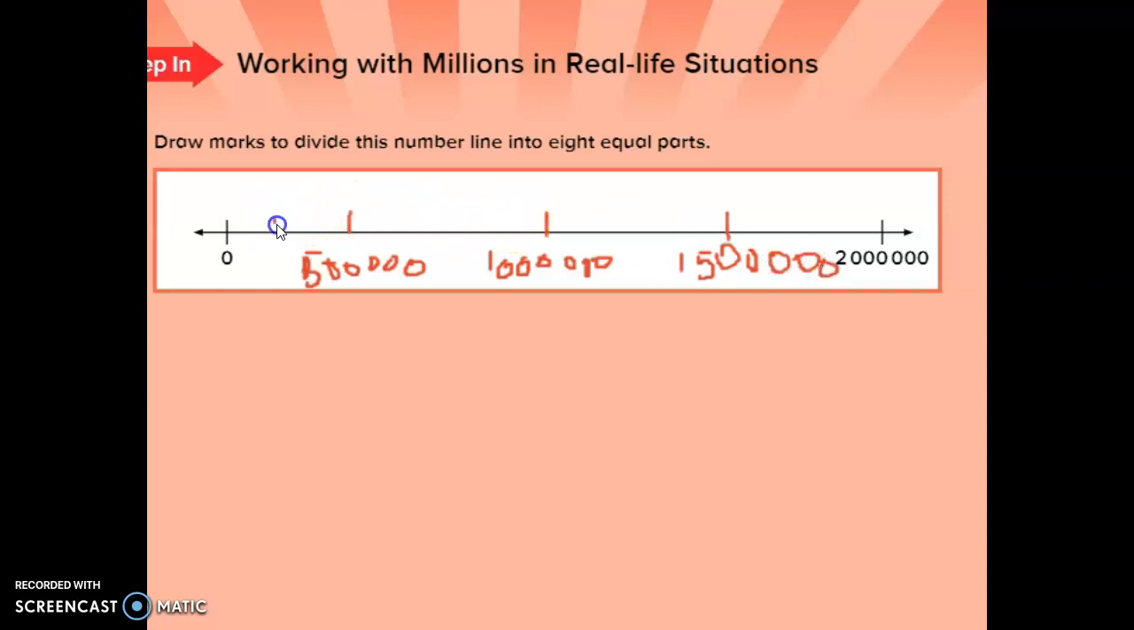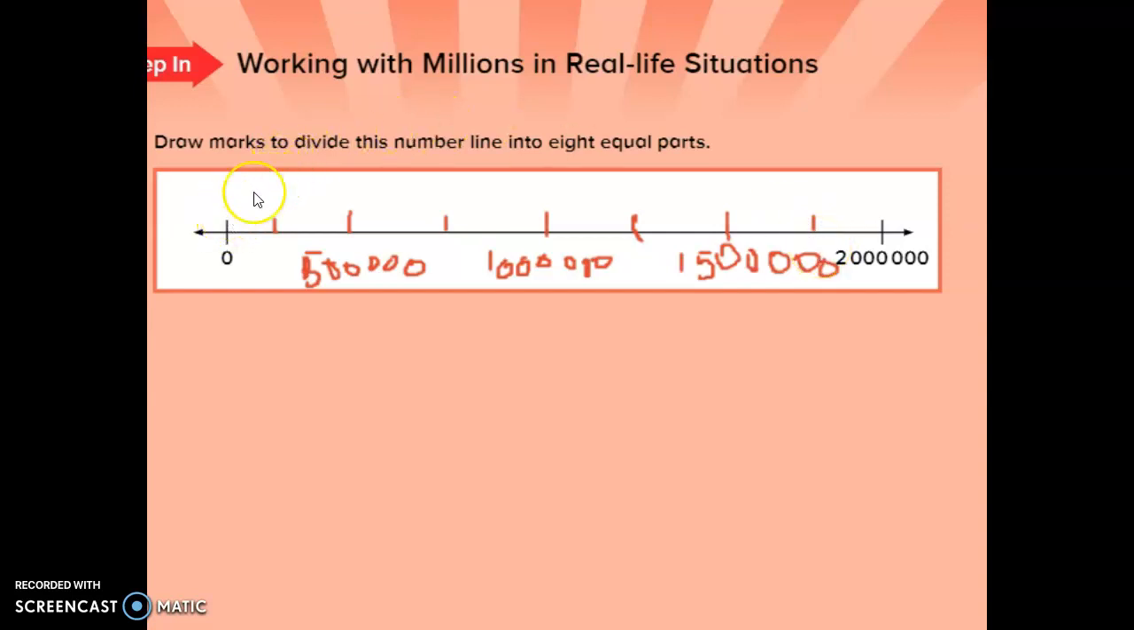Then I'm going to break this one into 250,000, 500,000. Write these in. 750,000, 1 million. 1,250,000, 1,500,000, 1,750,000. Write those numbers in, please.